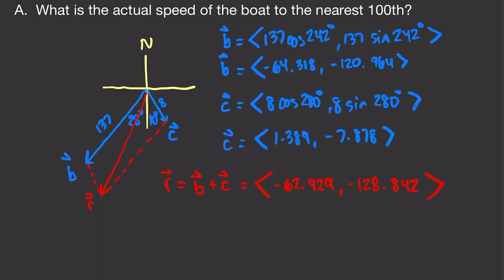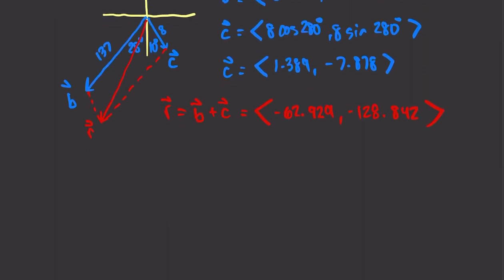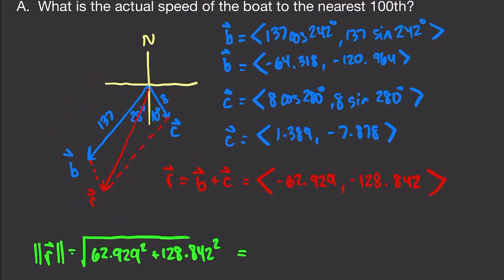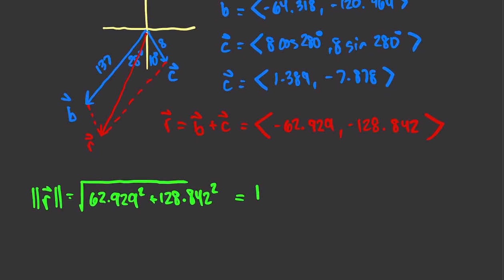So now, the last thing we're going to do is find the magnitude, because I want the speed. The magnitude of that is going to be the square root of x squared plus y squared. Again, the negative here doesn't really matter because you're just squaring it, so it becomes positive. If I throw that into the calculator and round to the nearest hundredth, I got 143.39 miles per hour.